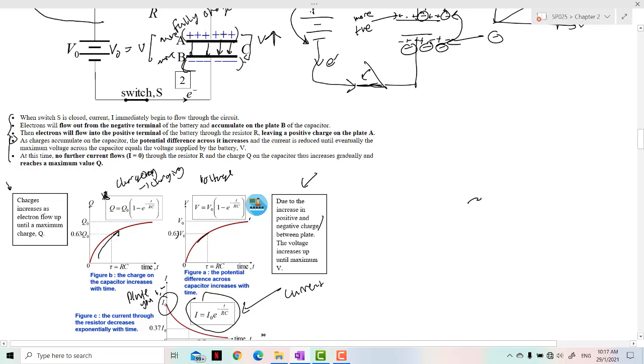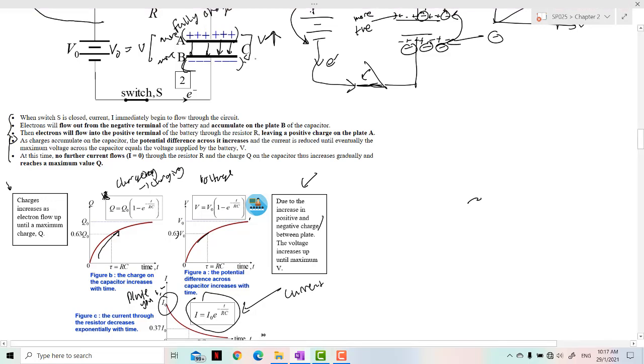Charge increases as electrons flow up until a maximum charge Q. Due to the increase of positive and negative charge between the plates, as I said, the voltage increases up until a maximum. Please know this equation, because after this we'll learn about discharge. So this is how a capacitor charges up.